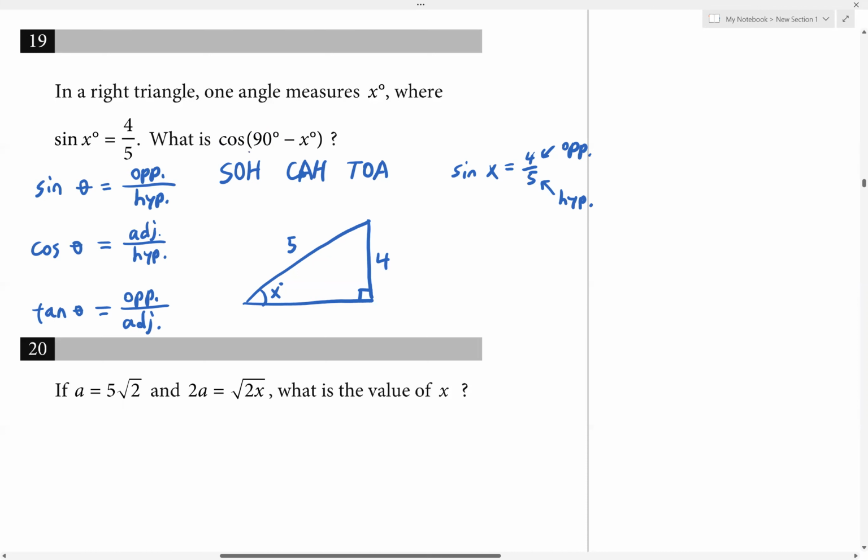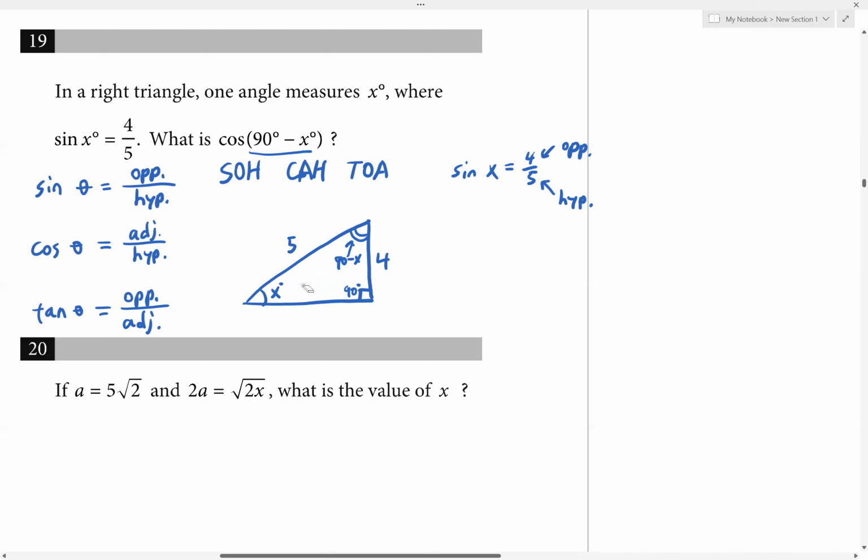This is kind of hard to see. What are they talking about? If this angle on the bottom left corner is x degrees, then 90 minus x refers to the other angle up top. This is 90 minus x because these two angles add to 90. We have a right angle there, that's 90 degrees, so the other two acute angles add to 90 degrees. One of them is x, the other is 90 minus x. Whatever x is, 90 minus x gives us the other angle. So they're talking about the other angle up top.